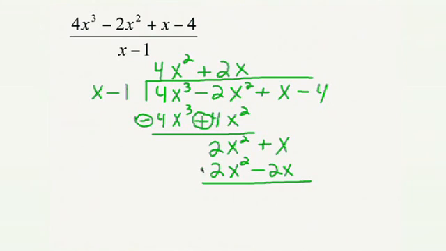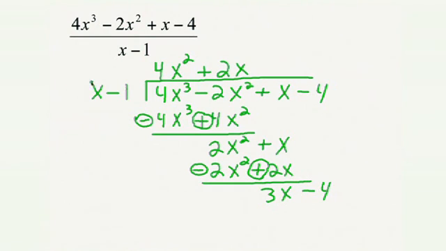Change the signs. This is positive, it'll become negative. This is negative, it'll become positive. 2x squared and negative 2x squared is 0. Good, that's what we want. Positive x and positive 2x is positive 3x. Finally, bring down the minus 4.